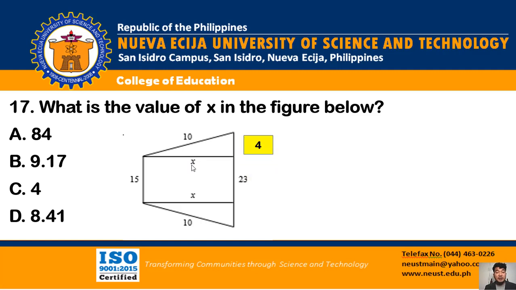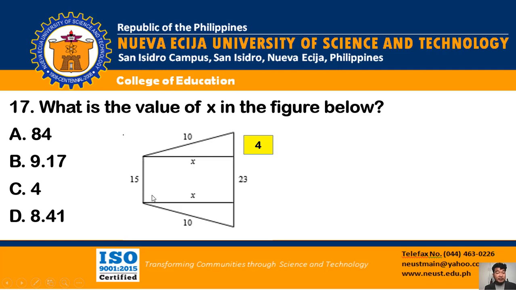We may use subtraction here. 23 minus 15 is equal to 8. 8 divided by 2 is 4. So this would be 4, and this is also 4, because we know that this segment from here up to here and this segment are congruent.